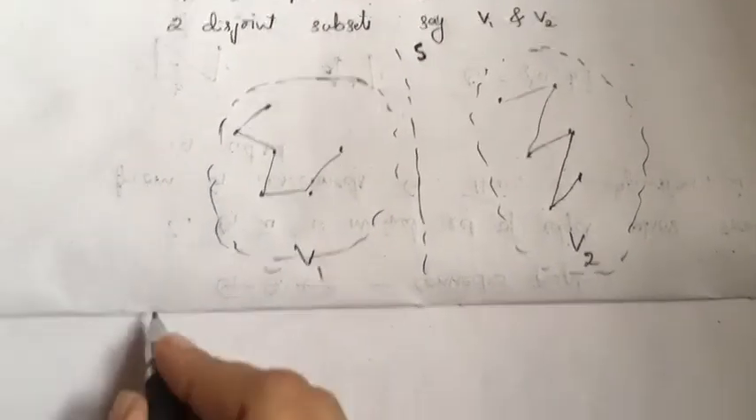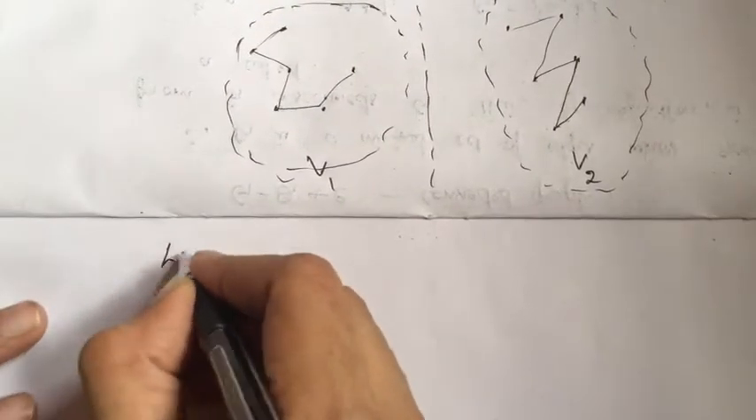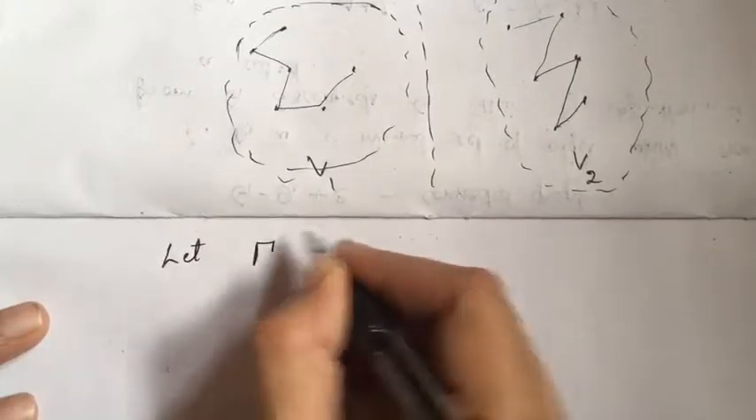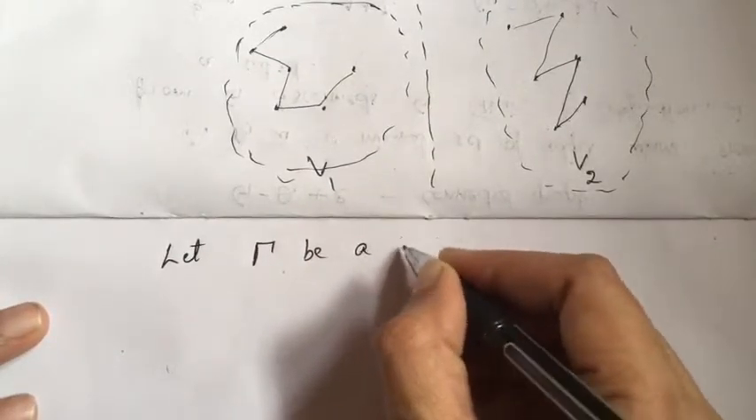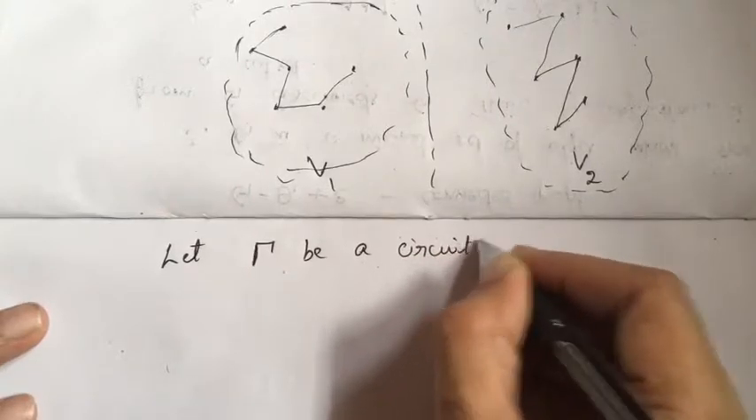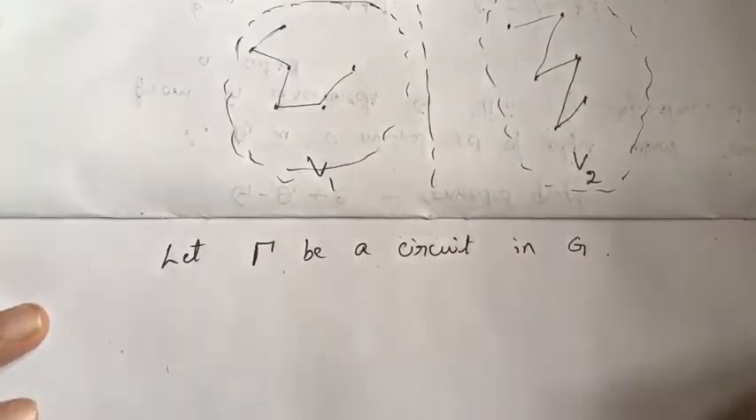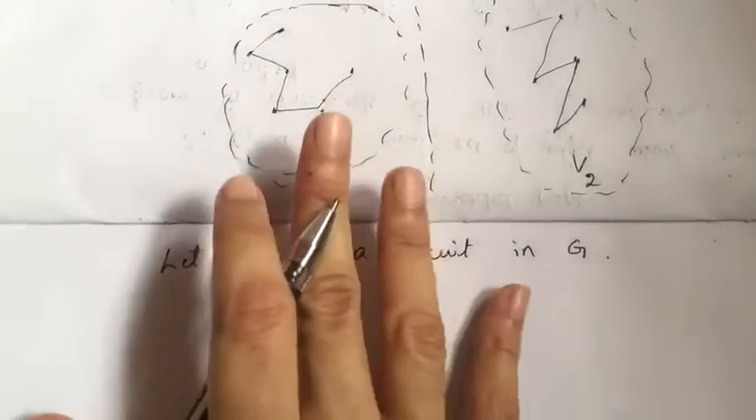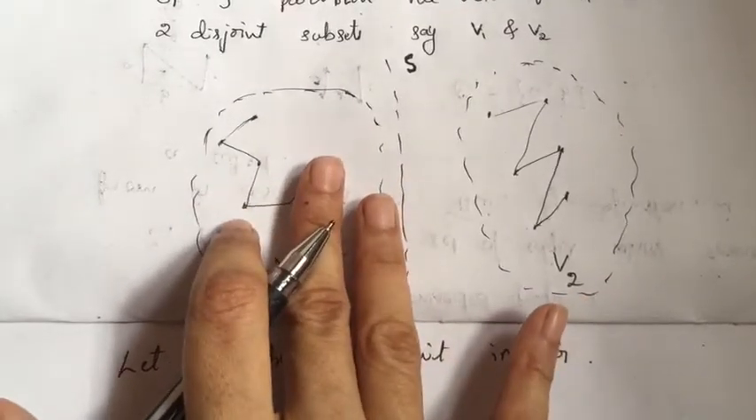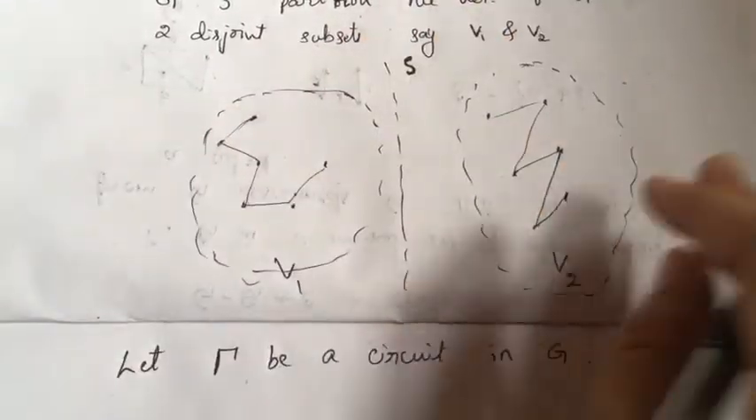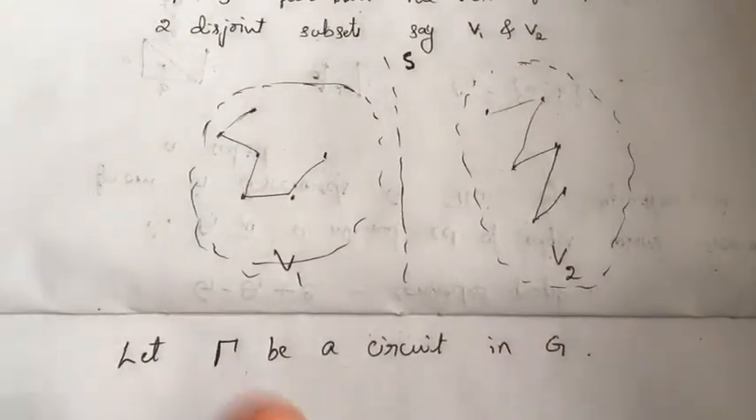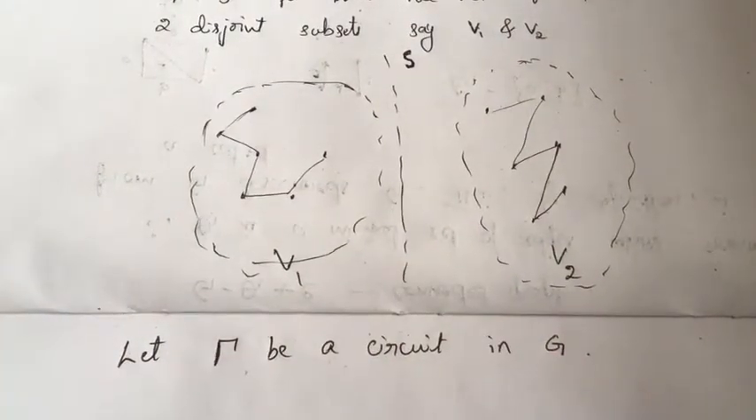Okay, now what I'm doing is I'm going to draw a circuit in G. Say let me take gamma as a circuit. Let gamma be a circuit or cycle in G. How is this? If all the vertices of gamma are in the vertex set V1, entirely in V1 or in V2, then the number of edges in common with the cut set S and gamma is 0. There are no edges in common, right?